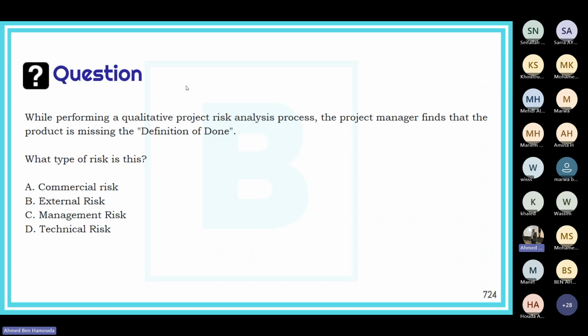While performing a qualitative project risk analysis process, the project manager finds that the product is missing the definition of done. What type of risk is this? Commercial risk, external risk, management risk, or technical risk? Now, since we're talking about definition of done, that's definitely not commercial, not external, and not management. Definitely, it's technical risk.